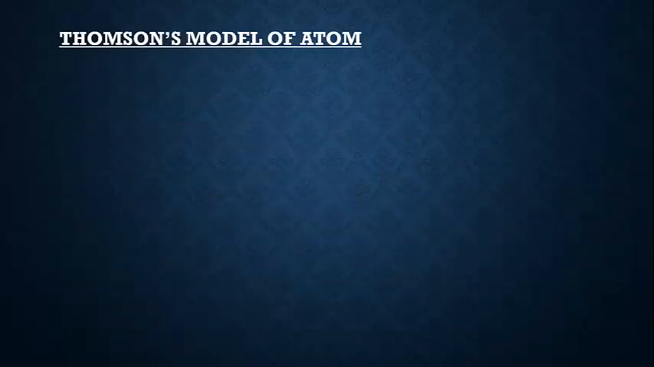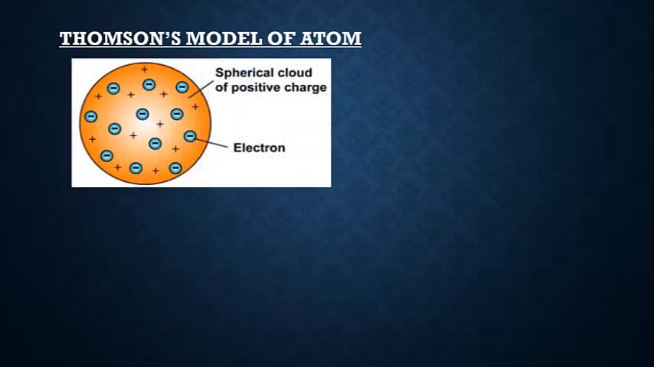Here we are starting with Thomson's model of atom. J.J. Thomson considered the atom as a spherical cloud of positive charges, in which electrons are embedded. So positive charges are there, and along with that, here and there, electrons are also distributed, like seeds in a watermelon. That was the concept which Thomson gave.